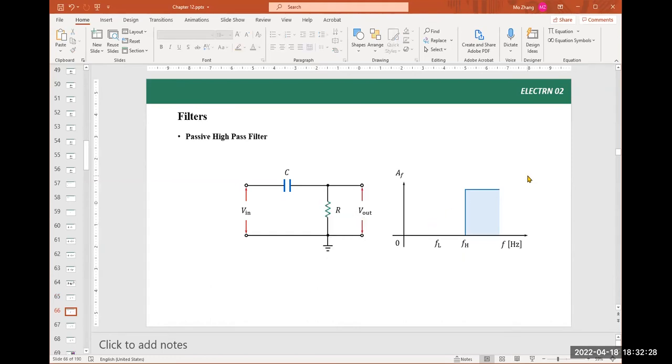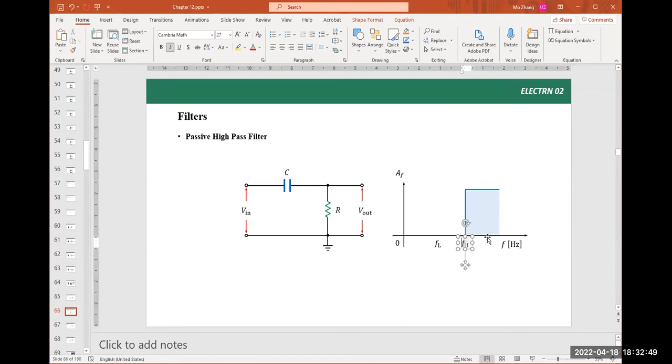So it's quite similar to a low pass filter in terms of the usage. For a high pass filter, only the signal above a certain frequency can go through. If the signal is below that frequency, FH, it will be removed. So this is a high pass filter.